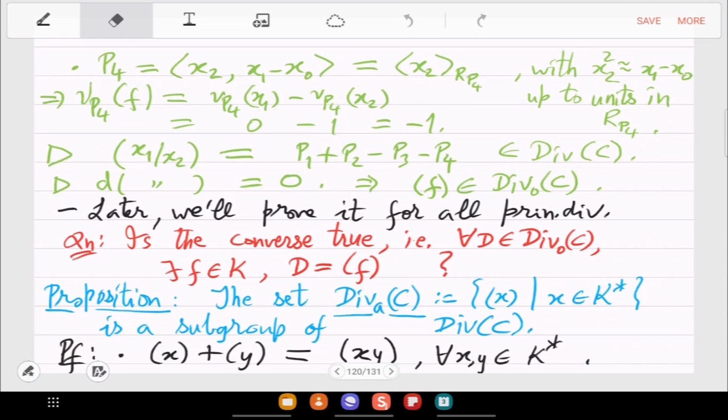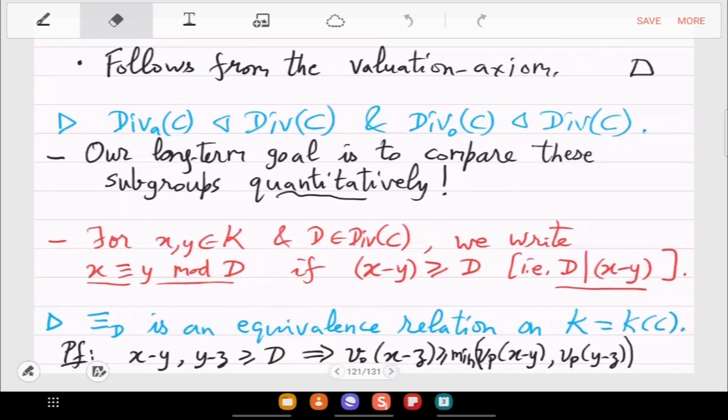And so these divisors are called principal divisors, div A, which correspond to rational function poles and zeros with multiplicity. This is a subgroup of div C. We showed that div A is a subgroup, div 0 is a subgroup. In the future, we will show that div A is actually a subgroup of div 0. It's a tower.